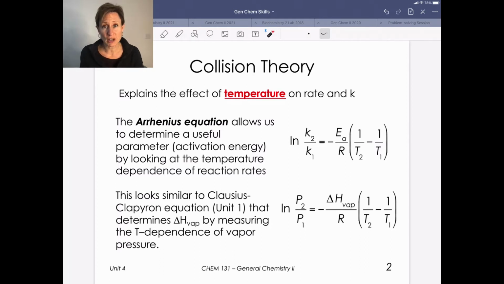So remember, these equations really just represent something that has 5 different variables: 2 temperatures, 2 rate constants, and then usually what you're solving for is the activation energy. So you just need to know how to solve these equations for the unknown that's being asked. Okay, so we'll practice a problem like that in class.